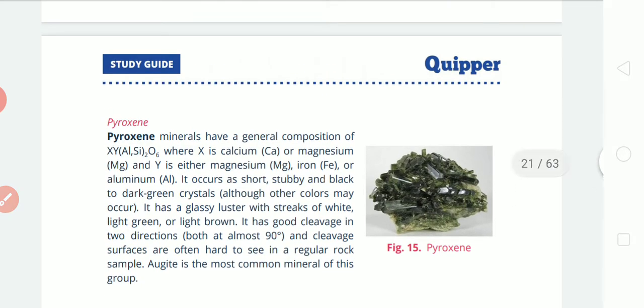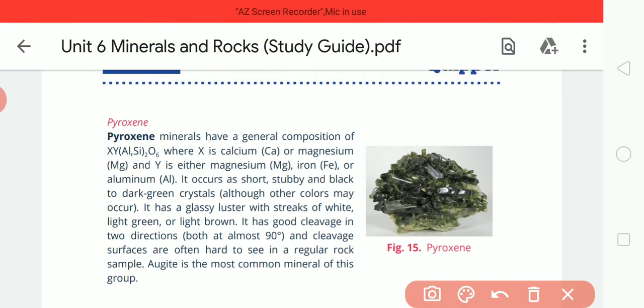Next type of mineral is pyroxene. Pyroxene minerals have a general composition of this one, where X is calcium or magnesium and Y is either magnesium, iron, or aluminum. So it occurs as short, stubby, black to dark green crystals.